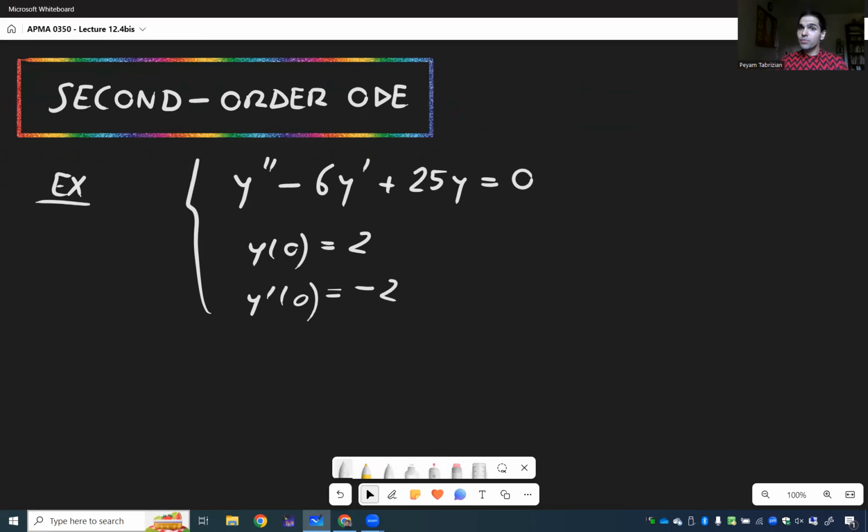All right, let's solve some second order ODEs. So let's try to solve y double prime minus 6y prime plus 25y equals 0 with initial position 2 and initial velocity minus 2.